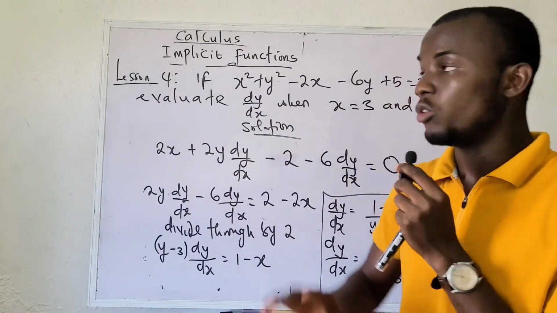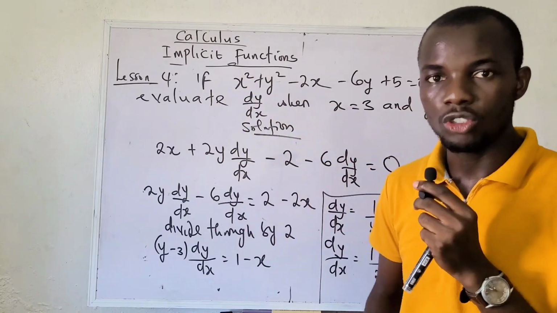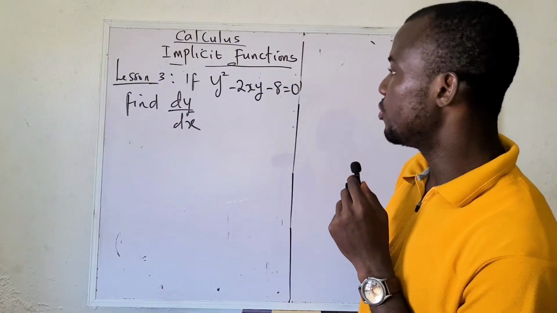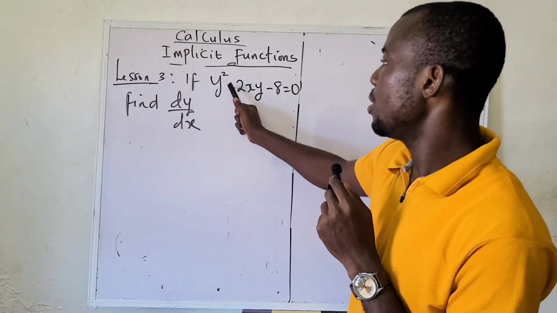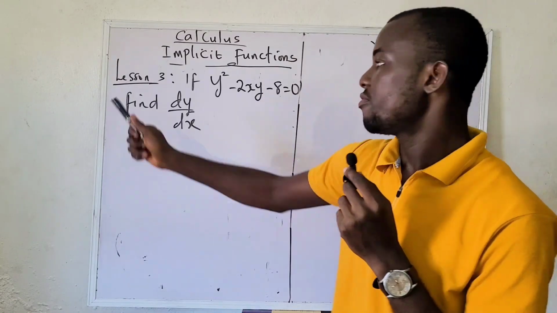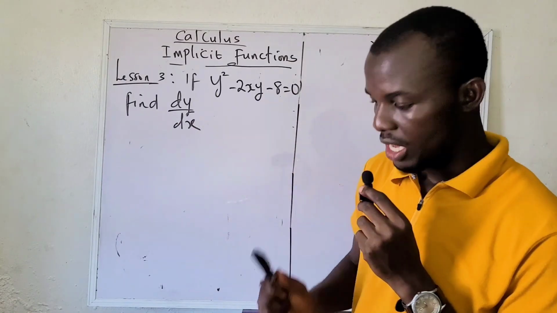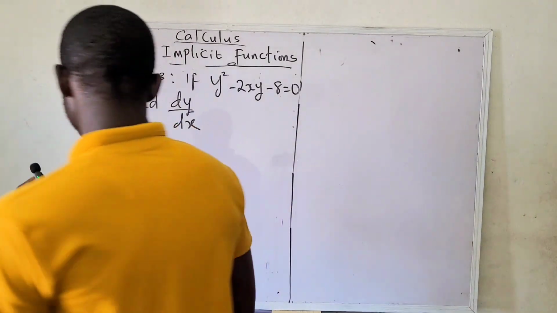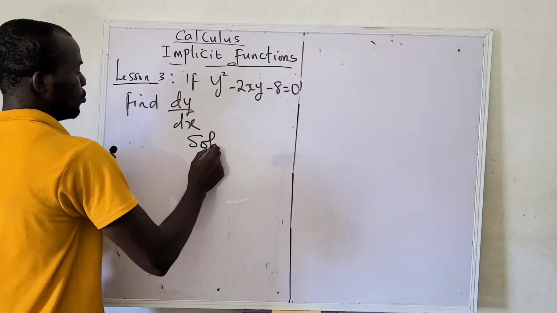That will be all for this aspect, implicit function. And the question before us is, if y squared minus 2xy minus 8 equals 0, find dy dx. Let's get to it. Now we have solution.